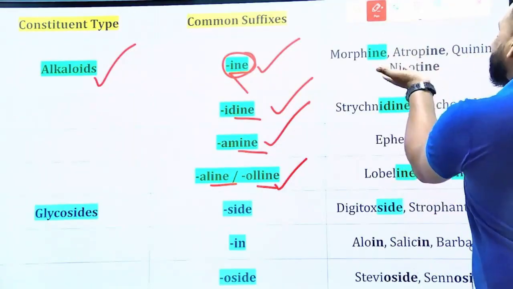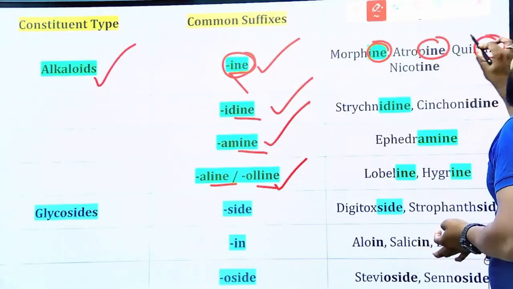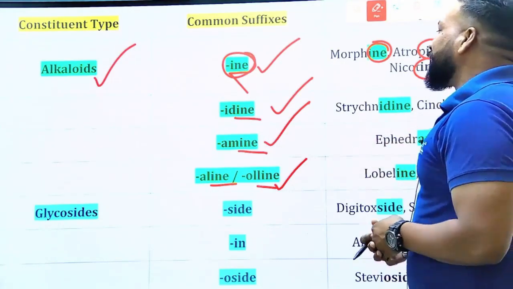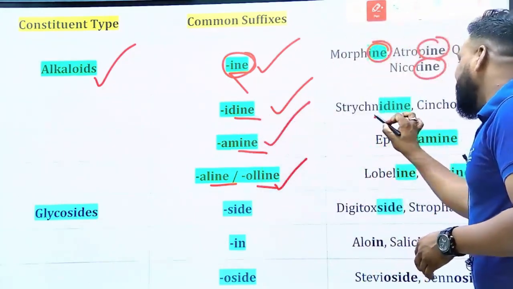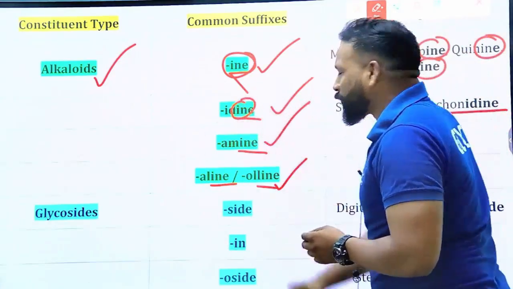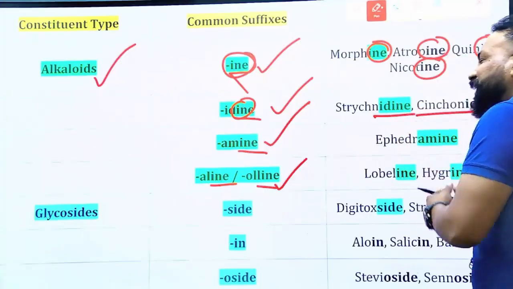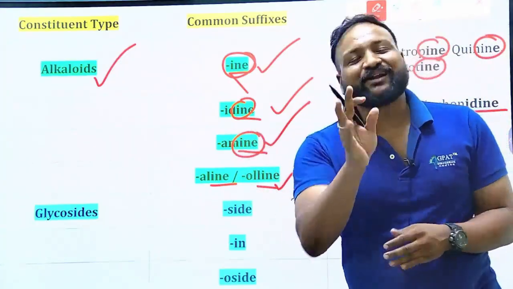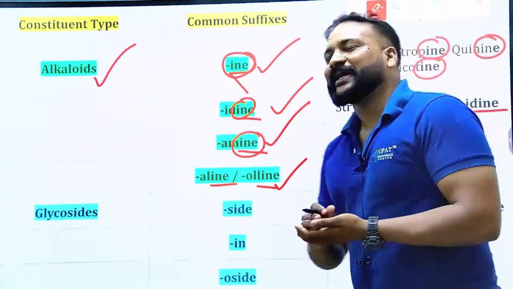Don't you believe? Let's take the examples: morphine, atropine, quinine, and nicotine, all ending in ine. Also idine: strychnidine and cinchonidine. Ultimately, they end with ine. You can check properly. INE stands for alkaloids. Strychnidine, cinchonidine, and amine also have INE. So if it has a suffix of INE, ultimately it is an alkaloid.